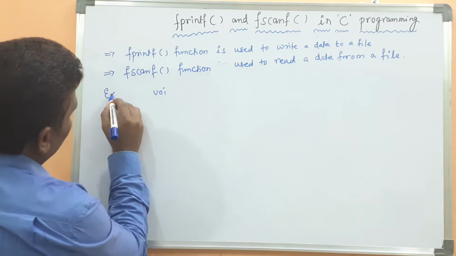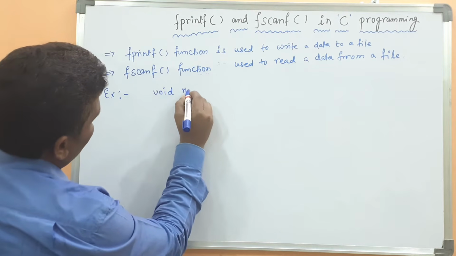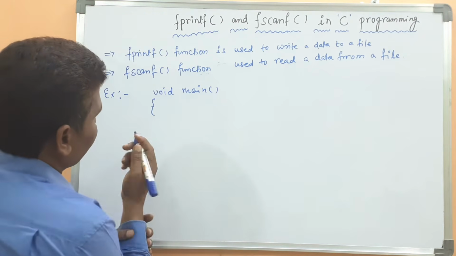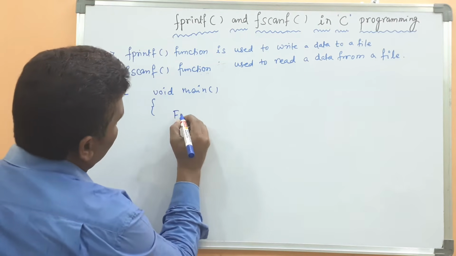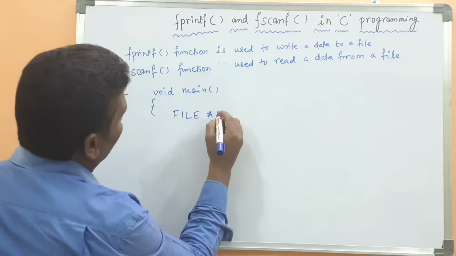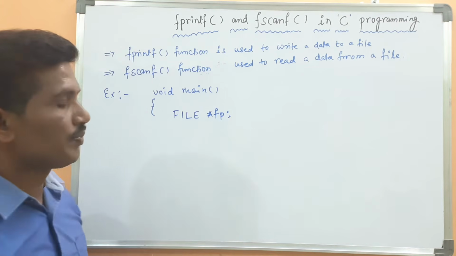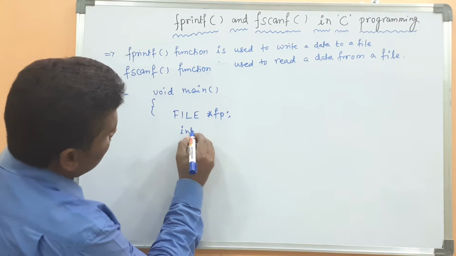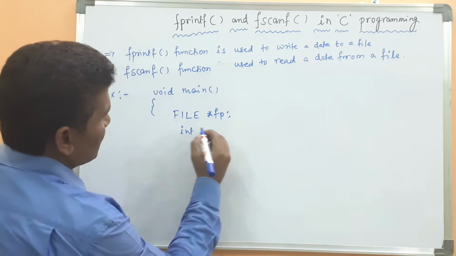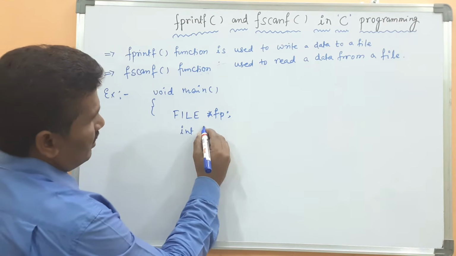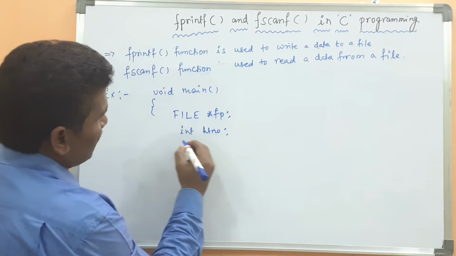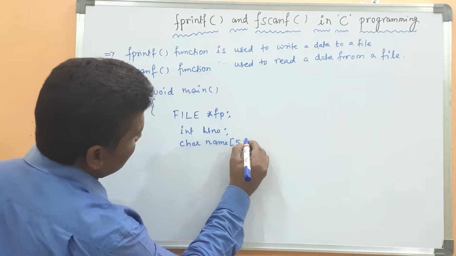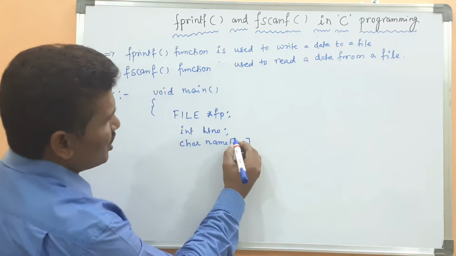The example: void main or int main. The file pointer I can declare as fp. Then what variables are required? We will see. Then int, article number. Then char name; it should be 50 characters, or 20. 20 is enough. Why should we waste our memory?